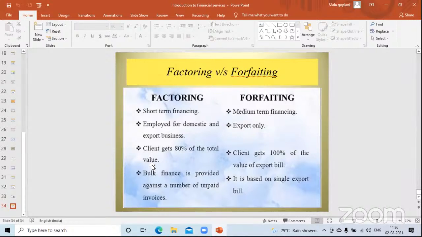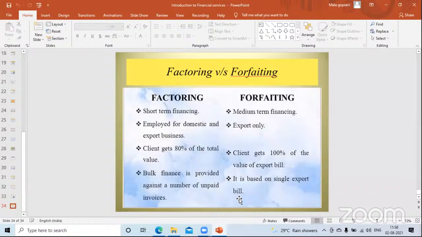Okay. Now next, bulk finance is provided against a number of unpaid invoices. जो unpaid invoices हैं, unpaid मतलब जिसपे customers ने अभी payment नहीं किया. Those bills on which customers have not paid any amount, उन्हीं bills को आप bulk में sell कर सकते हो. Bulk finance मिल सकता है आपको. Bulk means huge finance, 2 crores, 3 crores, etc. And forfeiting में क्या होता है? It is based on a single export bill. एक भी export bill है ना, वो भी आप बेच सकते हो forfeiter को.